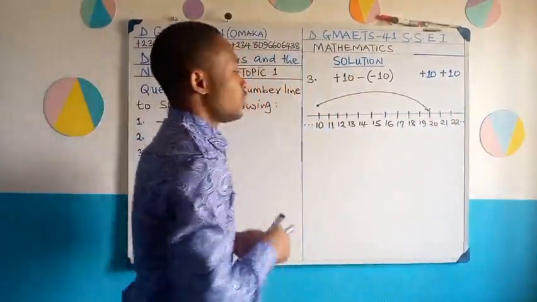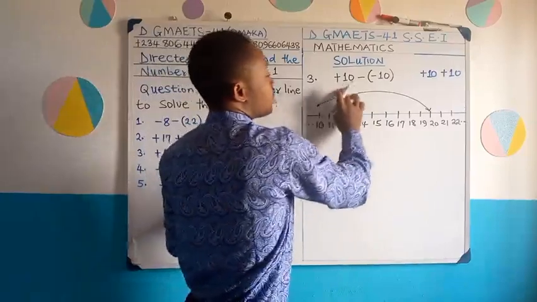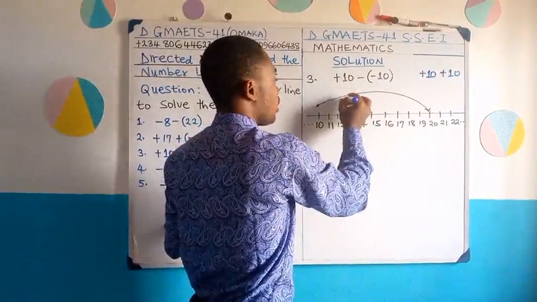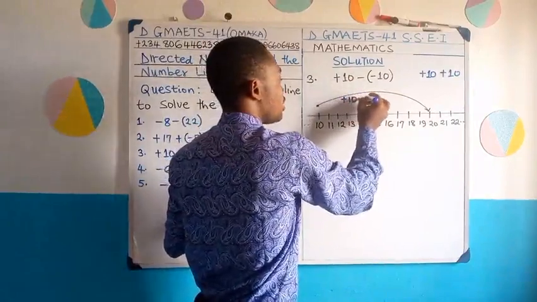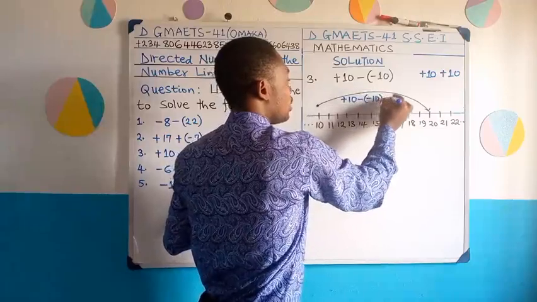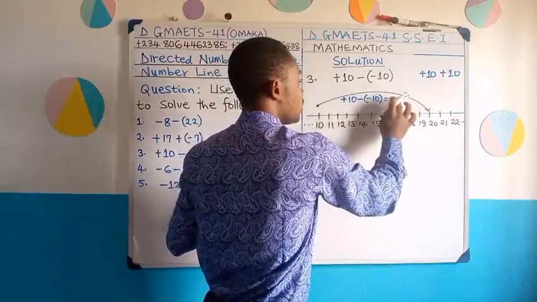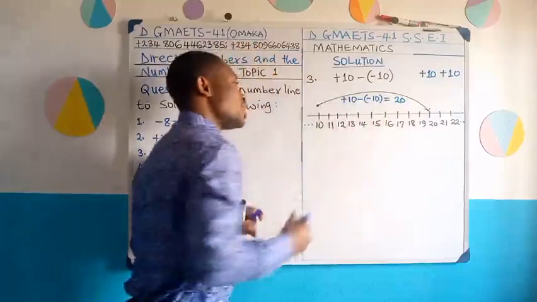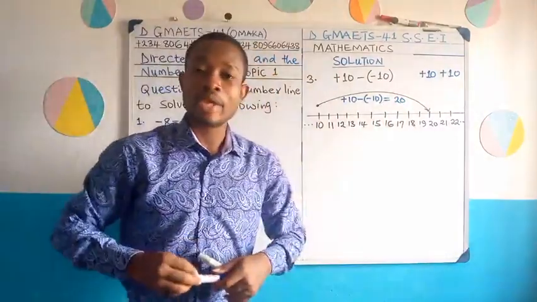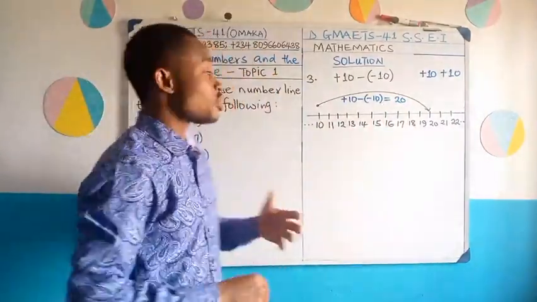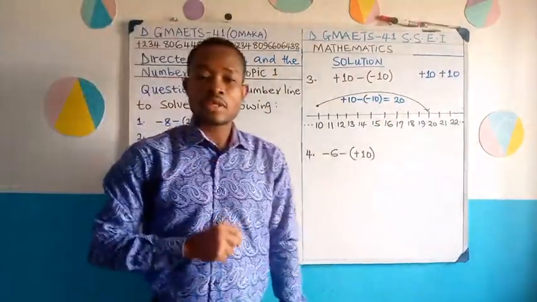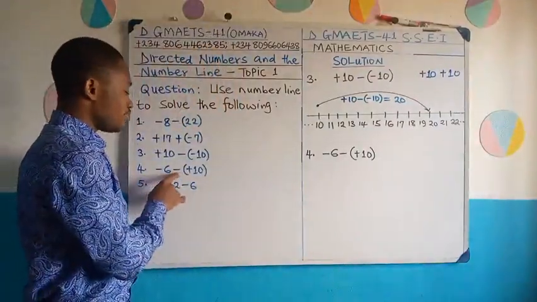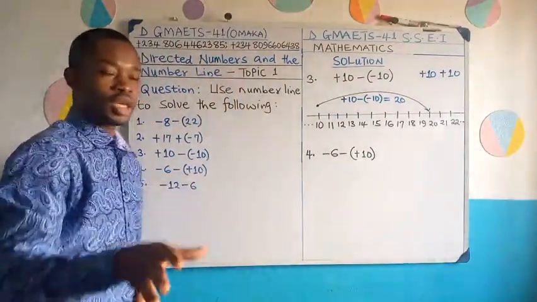Good. So you can write the answer on top or inside, the choice is yours. The question given to us is plus 10 minus minus 10. It will give us plus 20. If you don't want to put the plus, you can still write 20 alone like this. 20 is still the same as plus 20. Now we're going to look into question number 4. In question number 4, we are to use a number line to solve the problem minus 6 minus bracket plus 10. That's what we are solving.